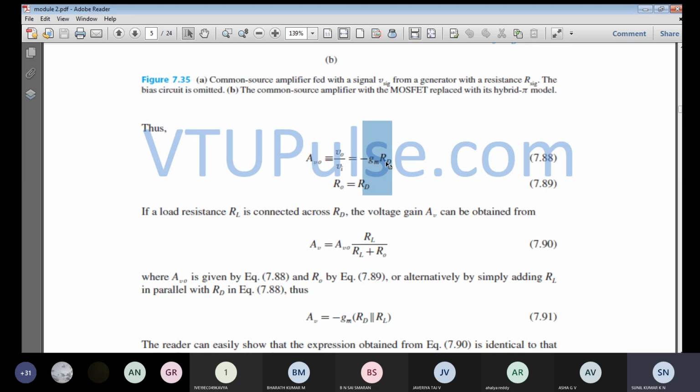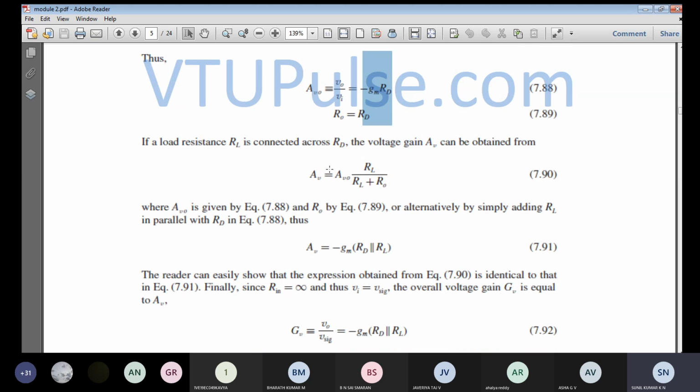So minus Gm into Rd is the voltage gain. Now we have found this voltage gain. If RL is connected in parallel, it means Rd parallel RL. So that is the gain. AV naught is nothing but minus Gm into Rd parallel RL. So that is the gain expression you will be getting.